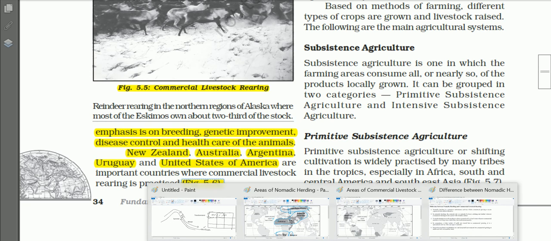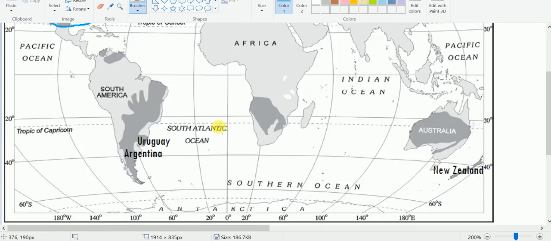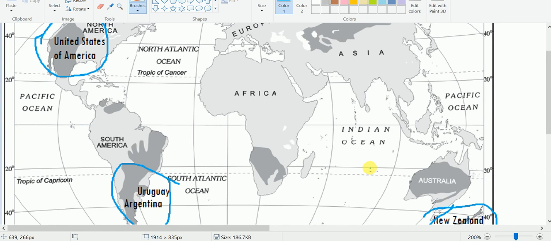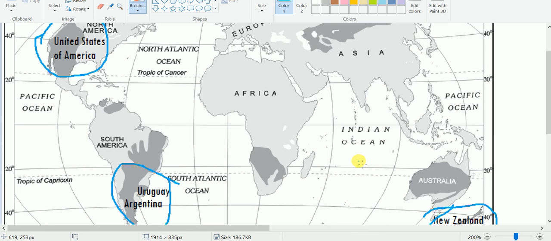Now let us examine this map. See here, this map shows areas of commercial livestock rearing. Here we have the United States of America in the North American continent, and in South America we have Uruguay and Argentina. And here we have New Zealand. In these areas we find commercial livestock rearing done. So these are the areas where commercial livestock rearing is practiced.